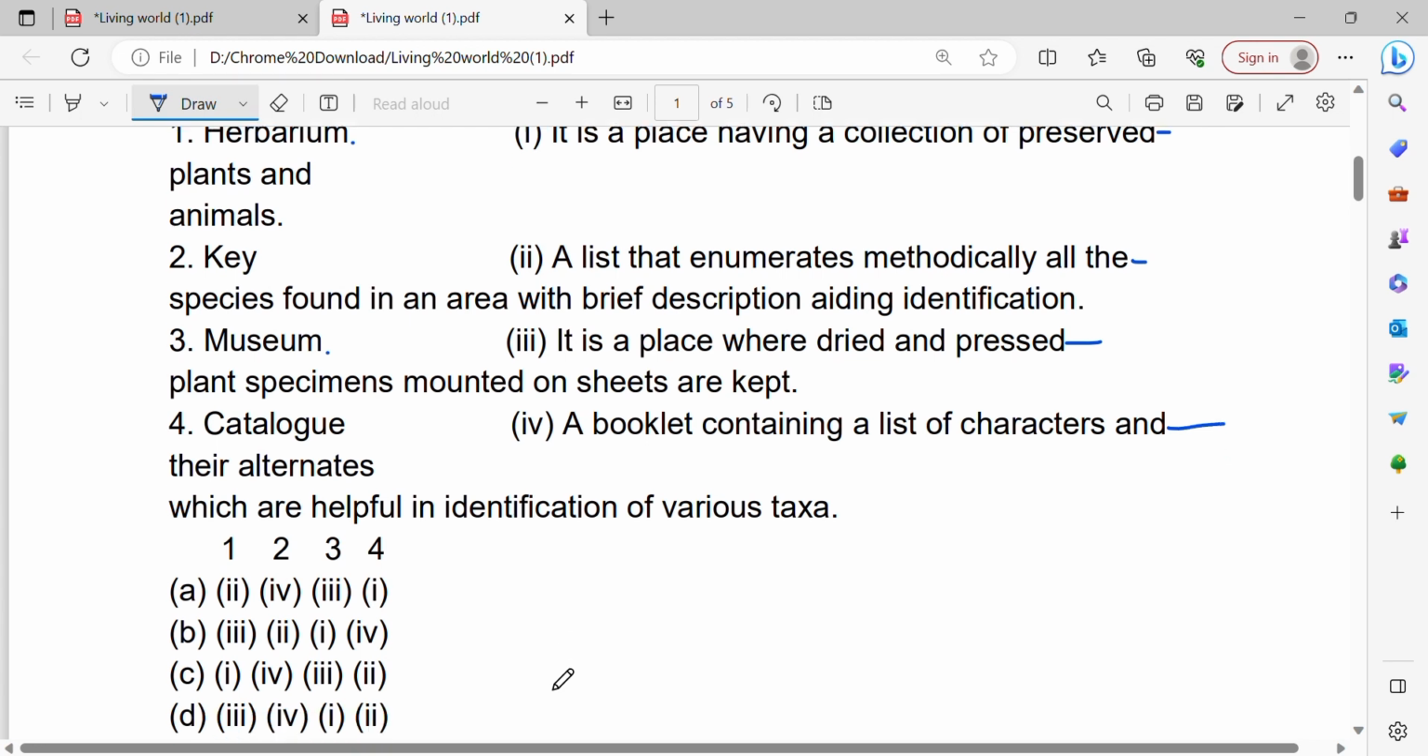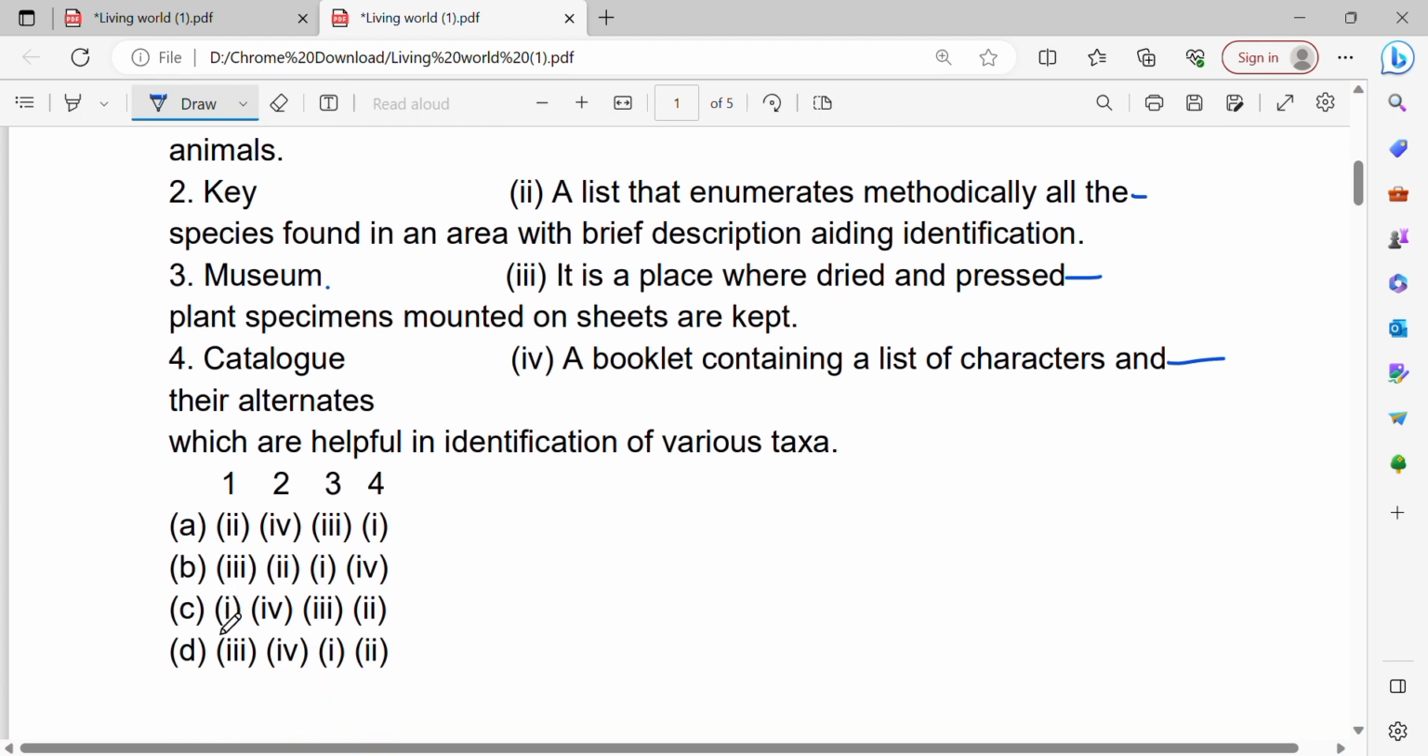And the options, there are 4 options A, B, C, D. Please pause the video and find out the correct answer. And the correct option is option D.